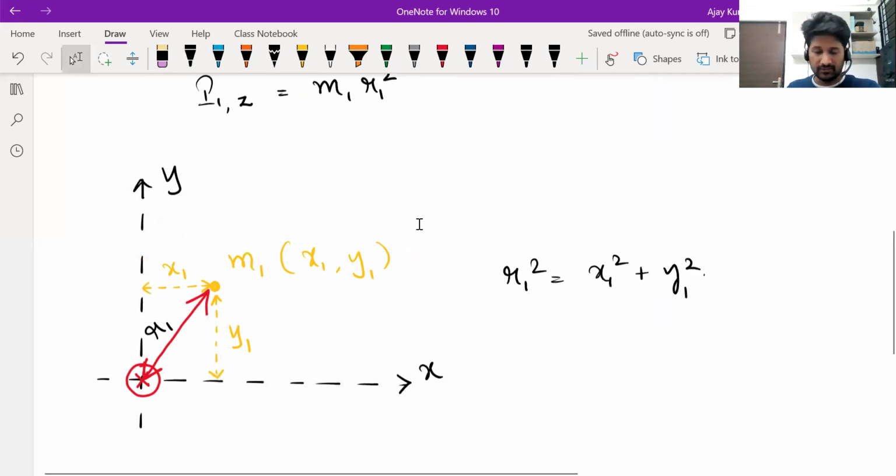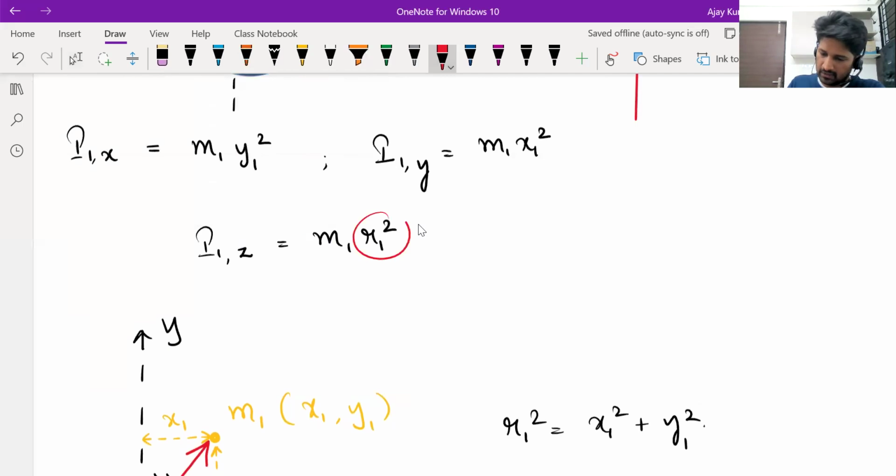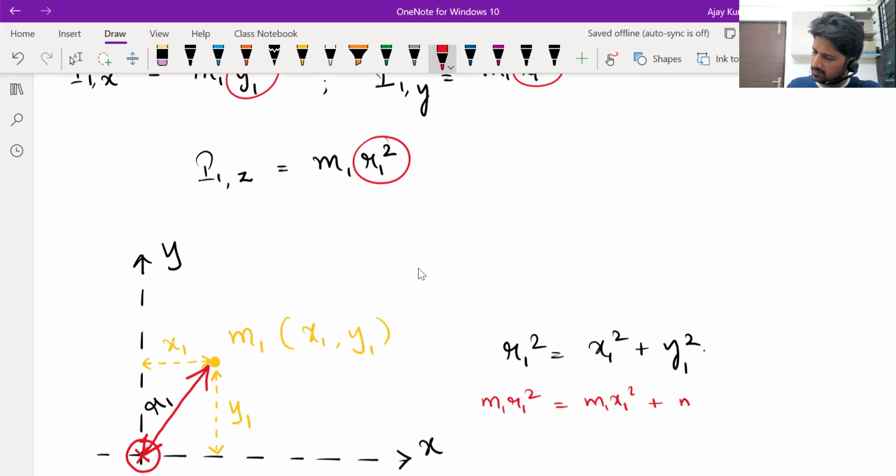Correct. Now, if they are related that way, then we can relate the moments of inertia also. One of them has r1 square, one of them has x1 square, the other has y1 square. So r1 square is x1 square plus y1 square from Pythagoras theorem. Just multiply m1 on both sides. Then it changes to m1 r1 square is m1 x1 square plus m1 y1 square. And m1 r1 square is moment of inertia of the first particle about z-axis. That is equal to moment of inertia of the first particle about y-axis plus moment of inertia of the first particle about x-axis.